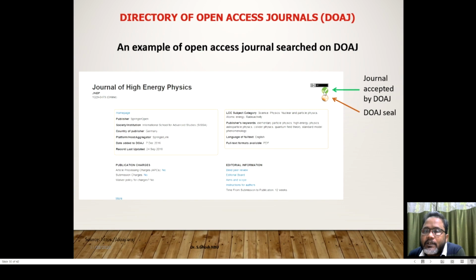Now here you see this tick. This is accepted by the policies of DOAJ, and this is the DOAJ seal. So this is one trusted journal, and this journal is of high impact. And see, article processing charge: no. Submission charge: no. Waiver policy charge: no. And here you can see the editorial boards also.